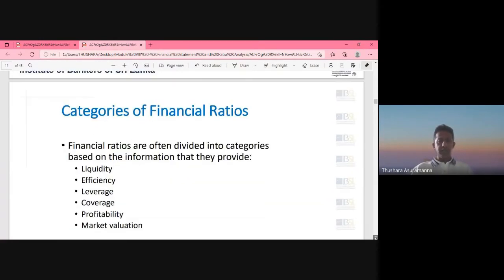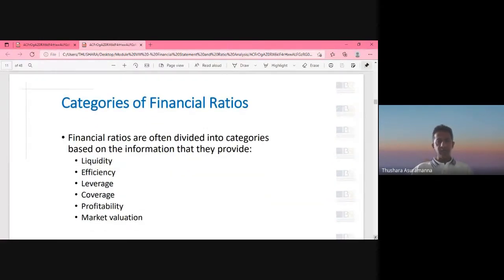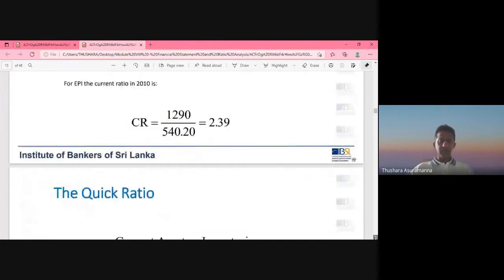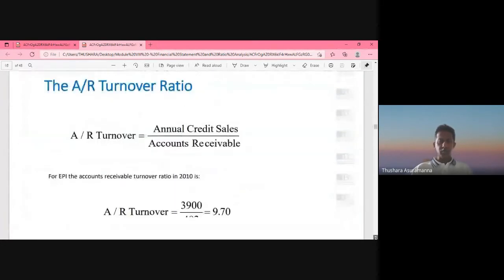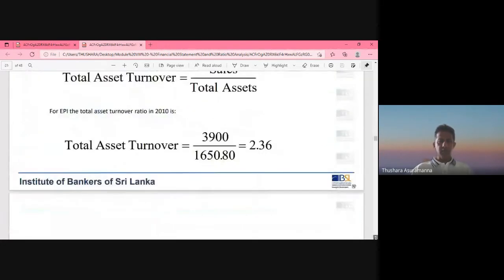These are the categories: liquidity, efficiency, leverage, coverage, profitability, and market valuation. Except market valuation, we have gone into detail with illustrated examples, so I think you are very much familiar with these. Whether it comes to the MCQ or Section B, you should not have difficulty attempting these questions. Having said that, we'll straight away switch to where we stopped.